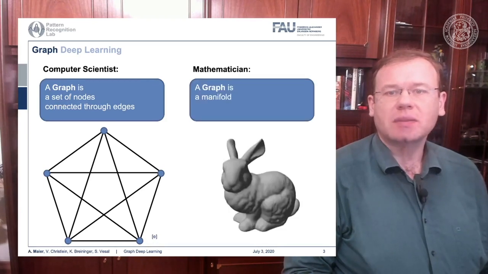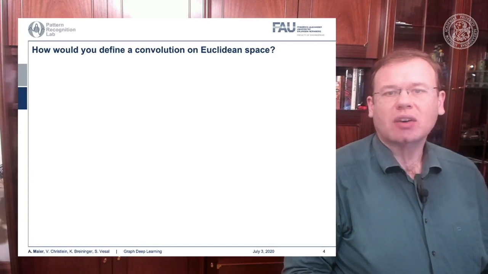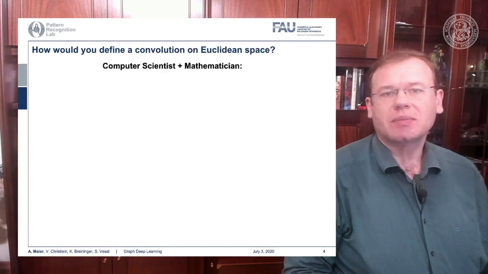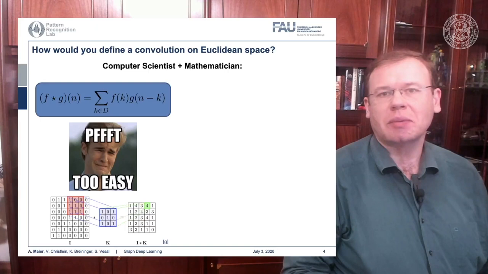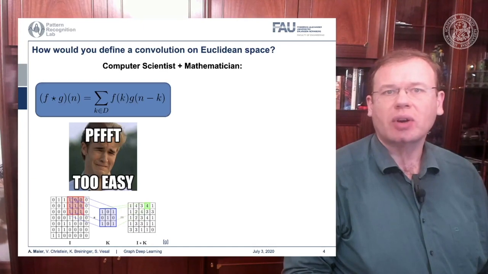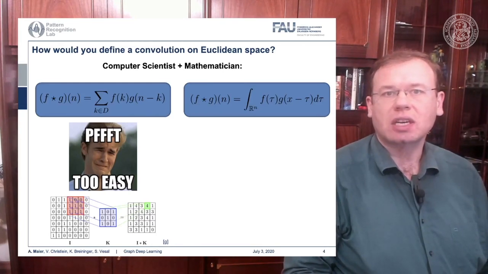For a mathematician, a graph is a manifold, but a discrete one. So now, how would you define a convolution on Euclidean space? Well, both for computer scientists and mathematicians, this is too easy. So this is the discrete convolution, which is essentially just a sum. And we remember we had many of those discrete convolutions when we were setting up the kernels for our convolutional deep models. In the continuous form, it actually takes the following form. So it's essentially an integral that is computed over the entire space.